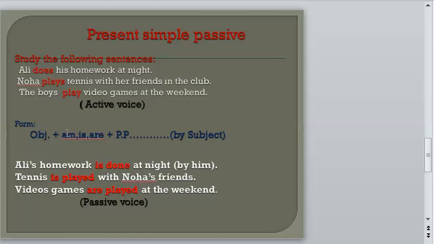Why, mister? Because this is present simple. Ali's homework is, what is? Homework is uncountable. Thank you. Ali's homework is done at night. As we said, it can be by him. The second and the third are the same idea.